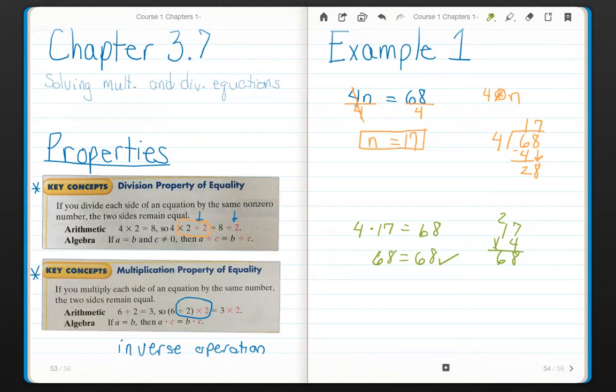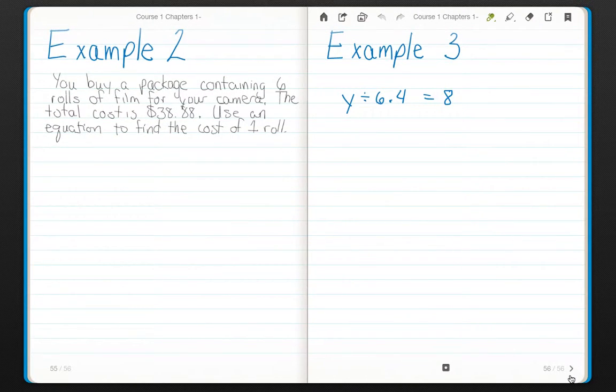So when you show the division in your steps, remember, here is the original problem, which you must always have. Here is your step. You are dividing both sides by 4 until you end up with your final answer. All right, let's take a look at example 2, which is going to be a word problem. You buy a package containing 6 rolls of film for your camera. Yes, I know this was back before cameras were all digital, but film cameras still exist. The total cost for all of the film was $38.88. Use an equation to find the cost of one roll.